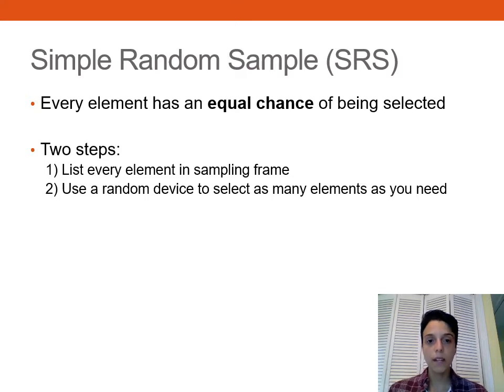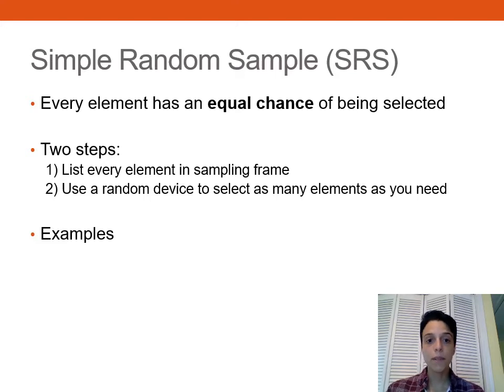The next step would be to use some sort of random device to select as many elements as you need. Let's say we want to take a sample of 1,000 people. One way to do that might be to use a random number generator and only sample the addresses that the random number generator tells you to sample based on their place in the list. So you get a random number of 8, and you're going to sample the 8th address on your list.